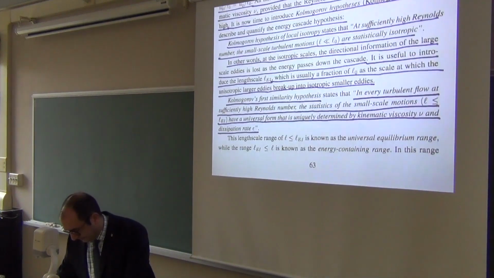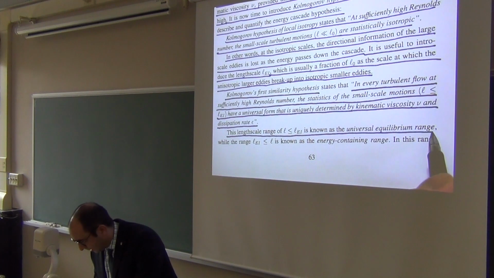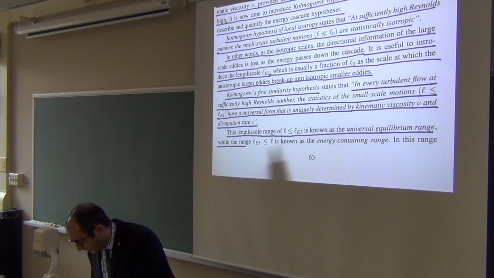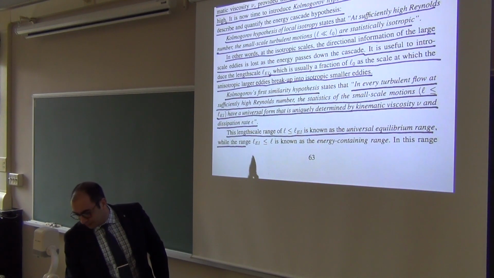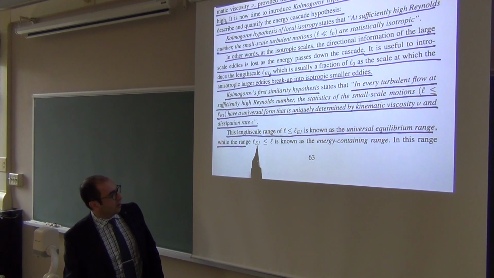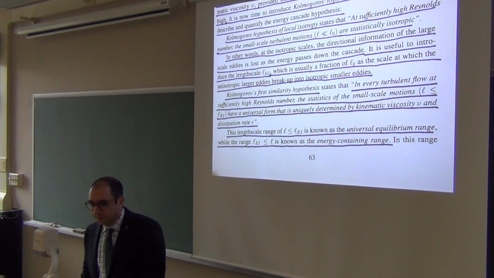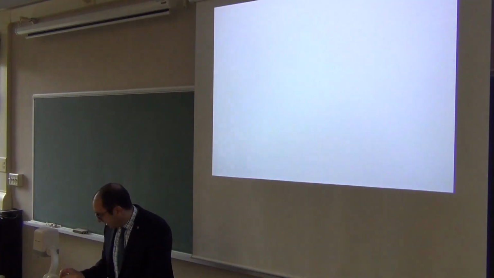This length scale is known as the universal equilibrium range. So this is sort of a cutoff. If eddies are smaller than this size, they're in the universal equilibrium range. If eddies are larger than this cutoff length, we call this range the energy containing range. It's a cutoff length scale. I'll show you pictures in a moment, but let's be satisfied with what we have here so far.